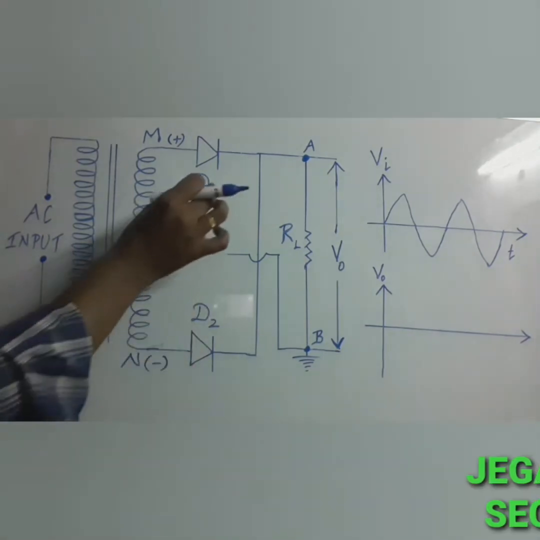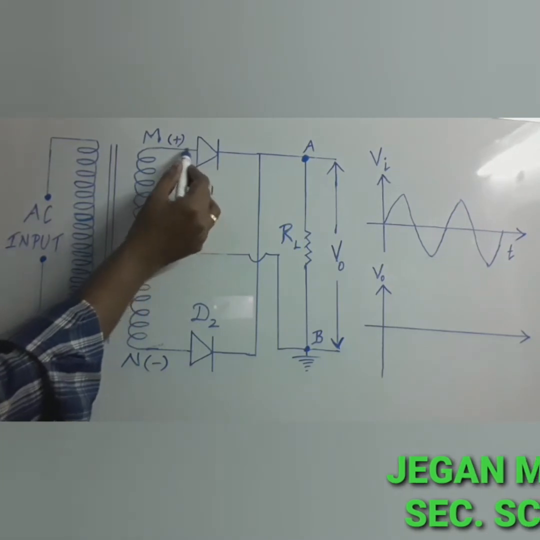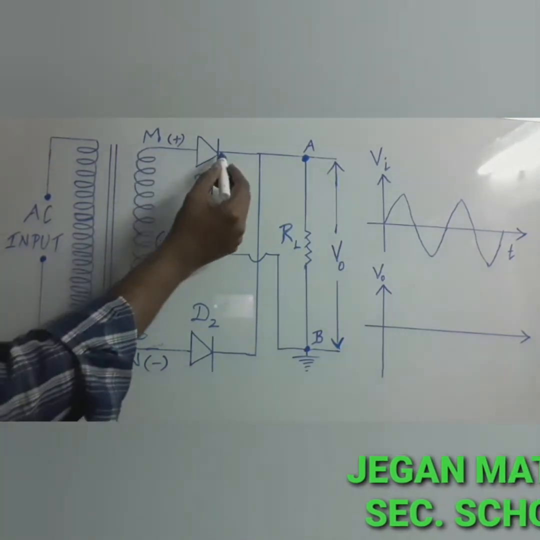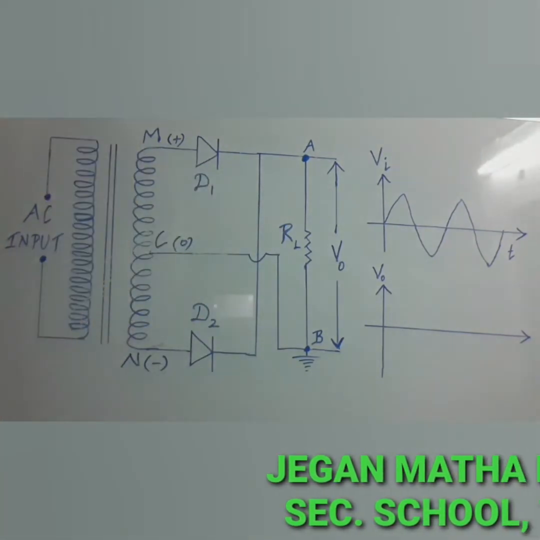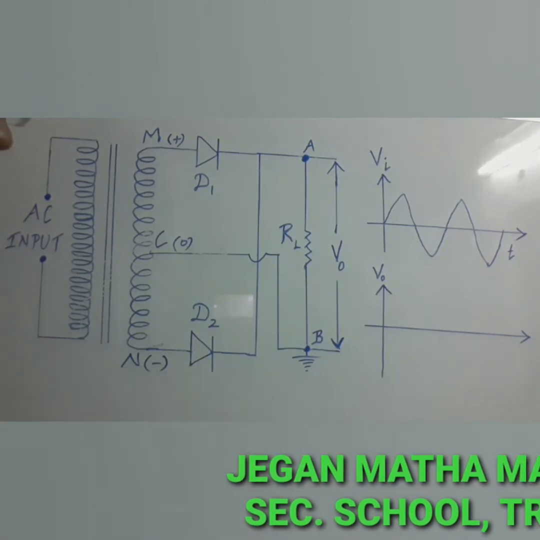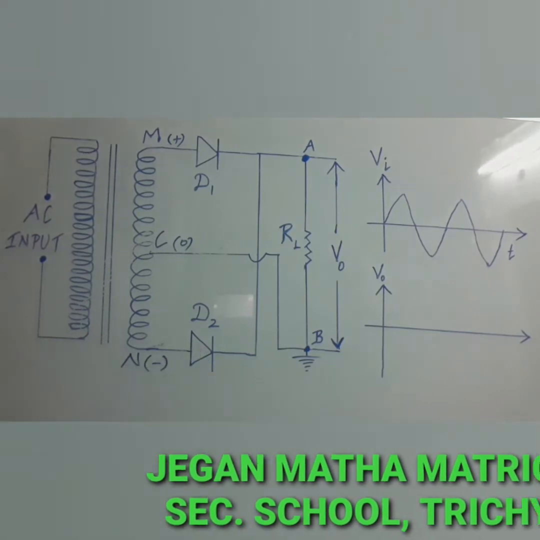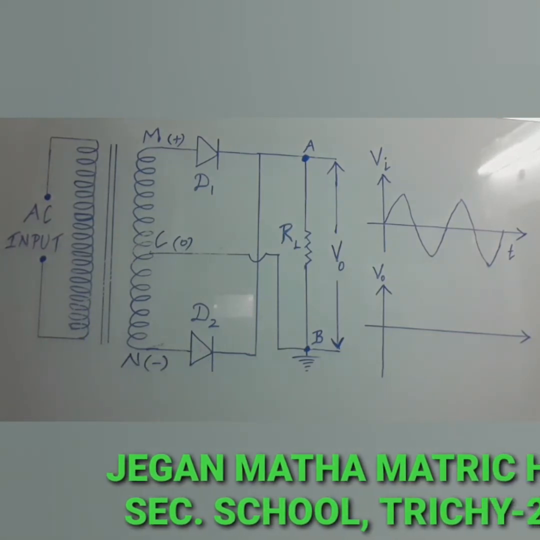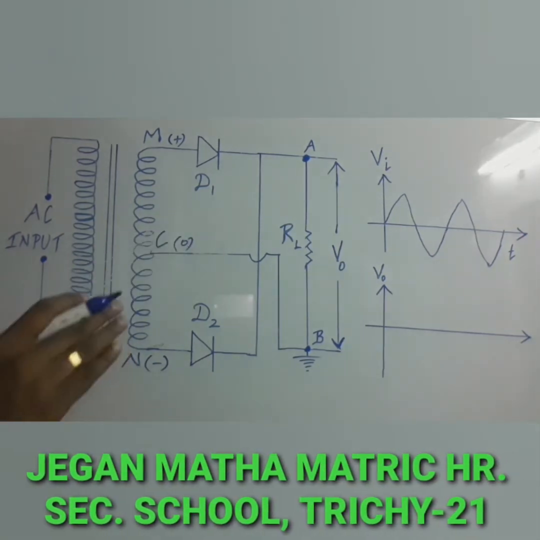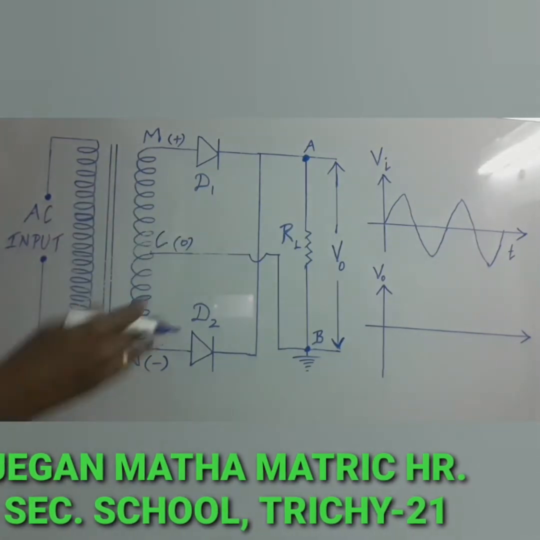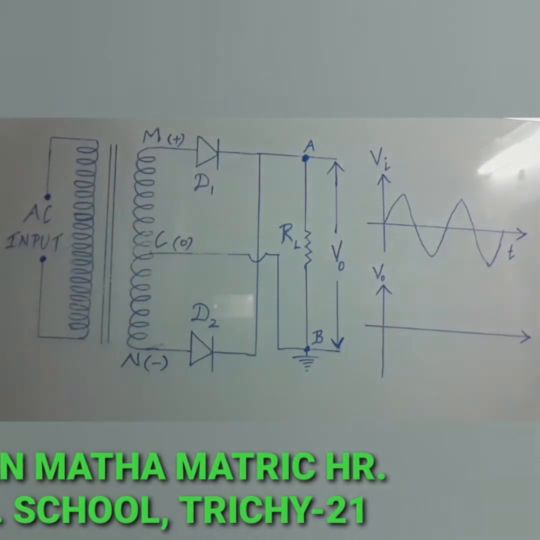How can we say D1 is forward biased? The P region of diode D1 is connected with the positive terminal and the N region is connected with the negative terminal. So D1 is forward biased. Then what about D2? In the second diode, the P region is connected with the negative terminal, so it is reverse biased. We know already, if the diode is forward biased, it will conduct current. If it is reverse biased, it won't conduct current. So D1 is going to conduct the current.